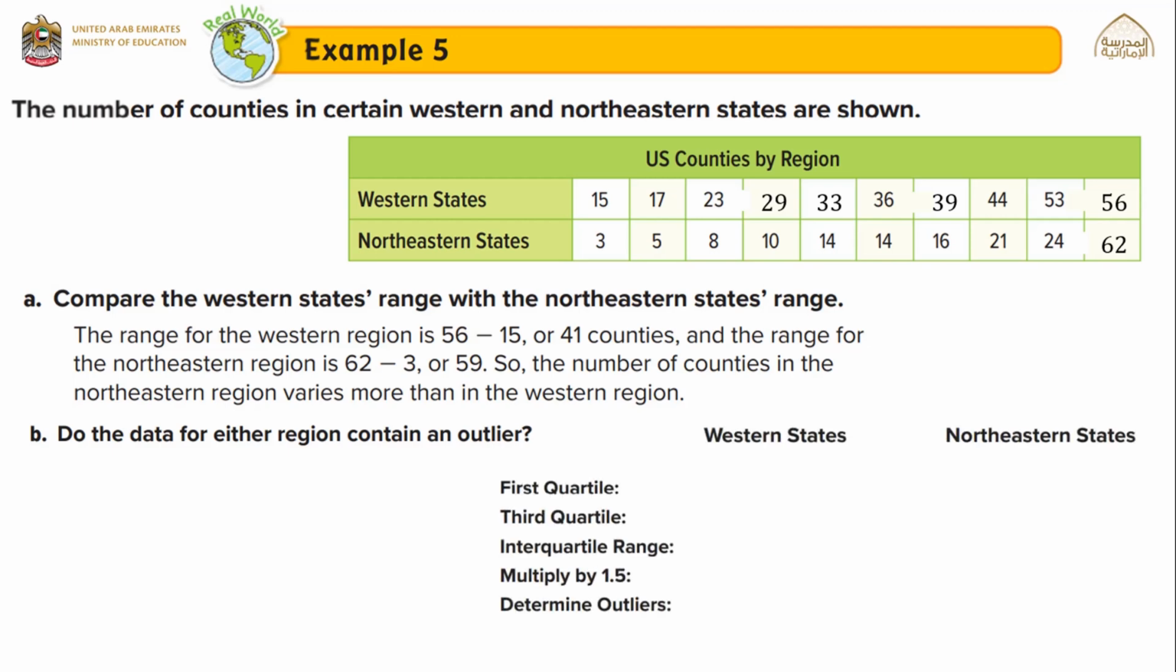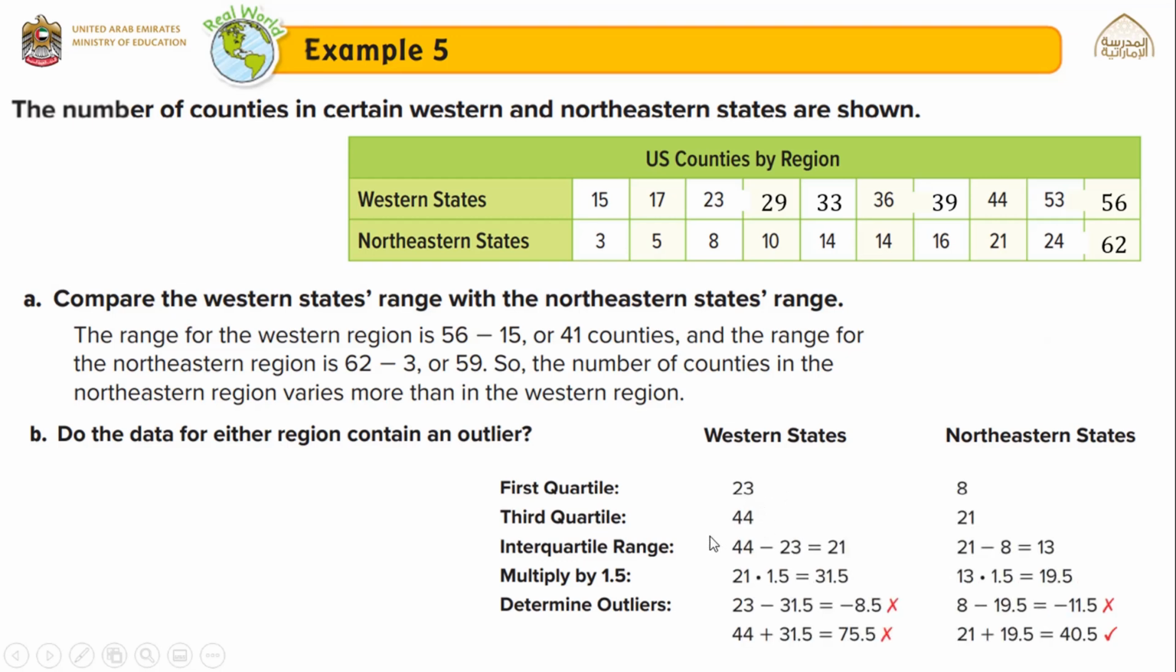To do this, we need to find the first quartile, the third quartile, interquartile range, multiply the interquartile range by 1.5, and determine if there is an outlier or not. We will do this for each dataset. So we'll start with the Western states. The first quartile of the Western states is 23. The third is 44. Interquartile range is 44 minus 23 is 21. We will multiply by 1.5 to get 31.5.